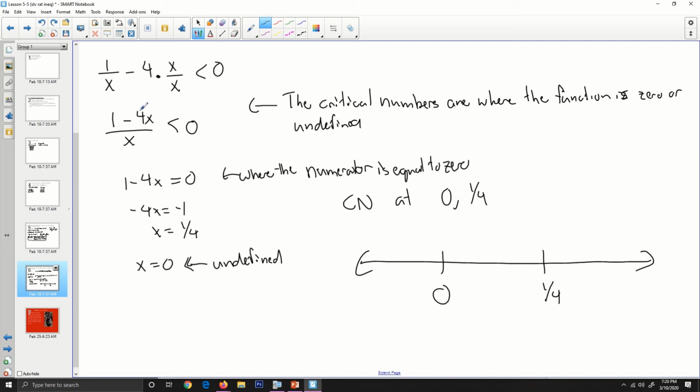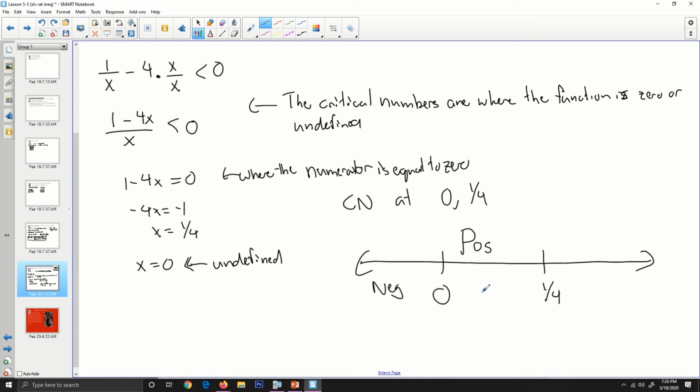-10 times -4 is +40, plus 1 is 41, over -10, so positive divided by negative is going to be negative. And then from 0 to 1/4, well, that's not very easy. I'm just going to pick an eighth. So +1/8 times 4 is +1/2. 1 minus 1/2 is 1/2. 1/2 divided by an eighth is a 16th. Or is it 4? It doesn't matter. It's positive.